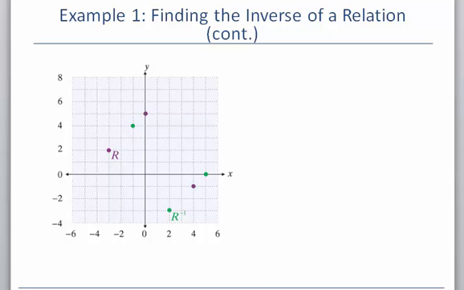Here's the graph of our original relation and also of our inverse relation. So the original relation had 3 points. It had this point, and this point. The inverse relation had 3 points. It had this point, and this point.